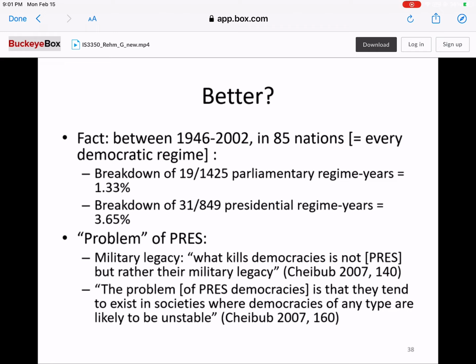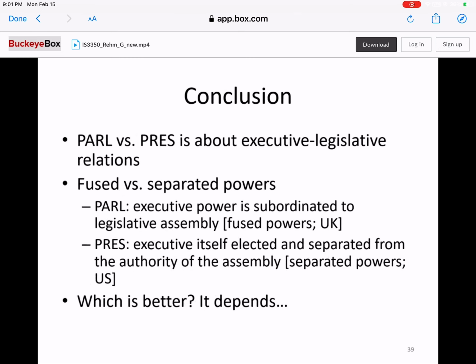So the problem of presidential democracies, one of these scholars says, is that they tend to exist in societies where democracies of any type are likely to be unstable. So in conclusion, parliamentary versus presidential systems is a distinction in terms of how the executive-legislative relations are organized in different countries. There are two ways in which you could organize them: fused power systems or separated power systems. And when it comes to which is better, it's a tough question that does not have a very clear answer.